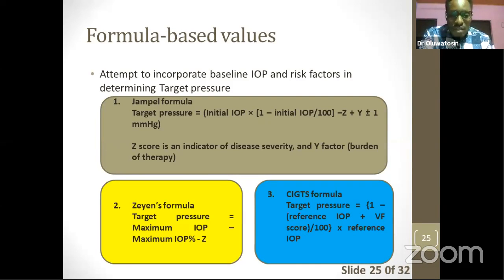Then we have the collaborative initial glaucoma treatment study formula, which is the target pressure, gotten by: we have a reference intraocular pressure plus the visual field score all over 100. All over 100, then we deduct 1 from whatever we get and multiply the outcome by the reference intraocular pressure.